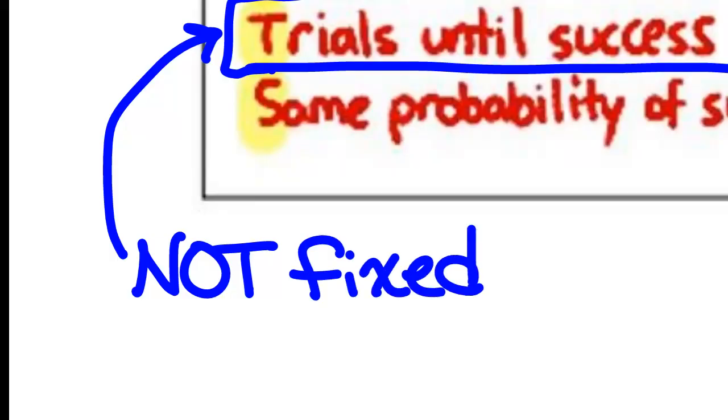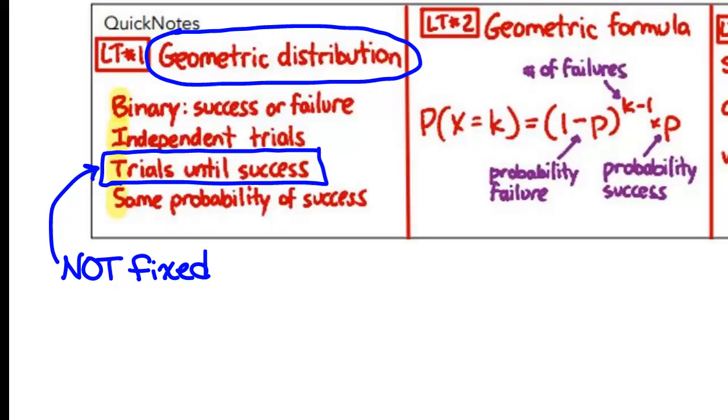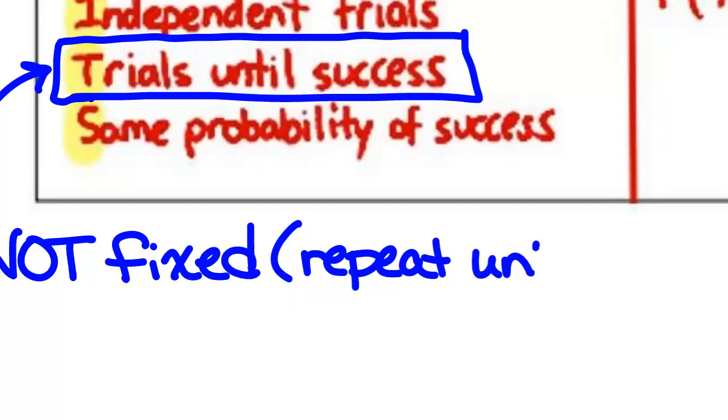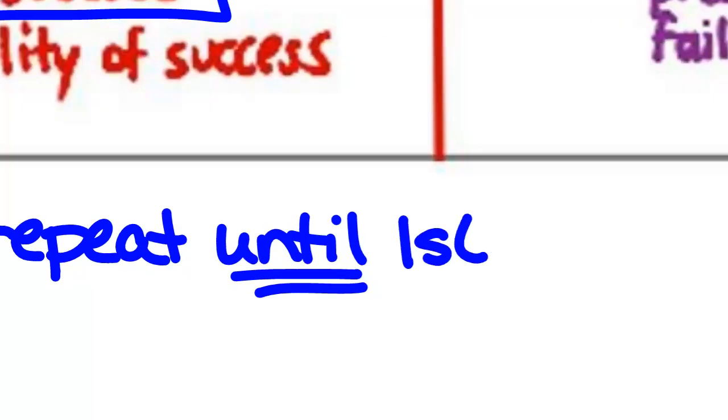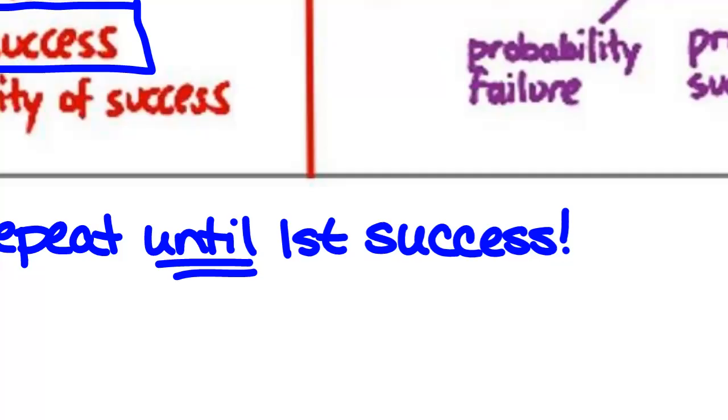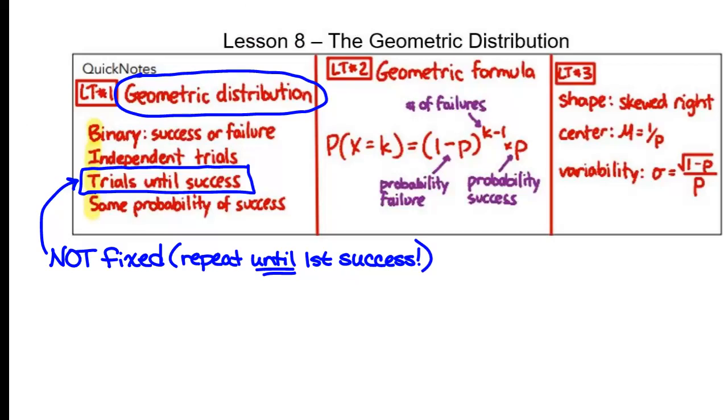We still need to check our independence, and we still need the same probability of success each time. We're going to repeat the process until we see our first success. Even if it takes 100 tries, we're going to keep going, keep going, until we see that success.